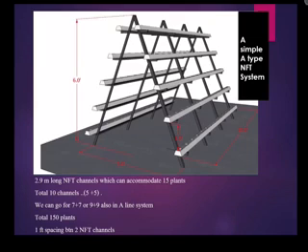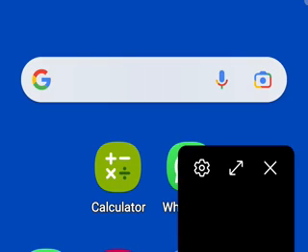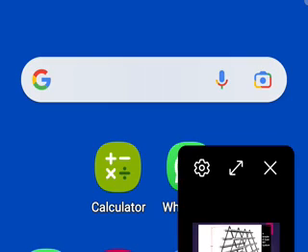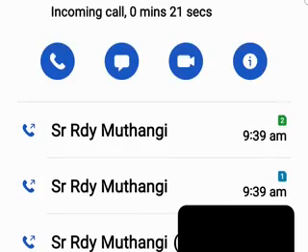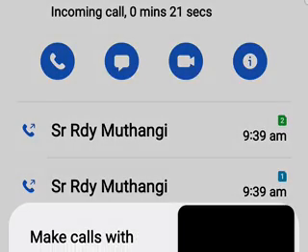Here I have given just a simple model of this hydroponic setup. You can see it's an A-type NFT system, with just a 3-meter long channel. You can see that in an area of hardly 5 feet, we can accommodate around 150 plants. Each channel is around 3 meters long, so in a 3-meter long NFT channel, you can accommodate around 15 plants. Like that, we have 5 channels on one side and another 5 channels on the opposite.